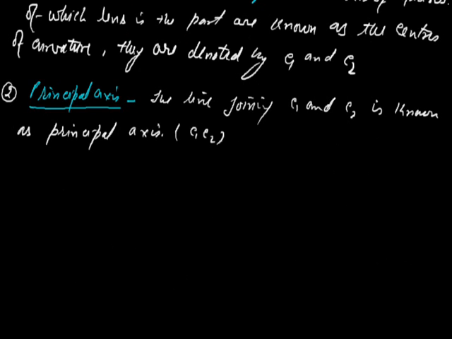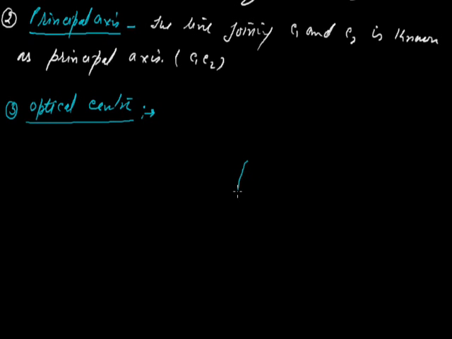Now third point is optical center. The point inside or outside the lens which divides the thickness of the lens in the ratio of their radii is known as optical center. Or in a second way we can also define. This is the lens, it is convex lens, this is principal axis. This one is incident ray.